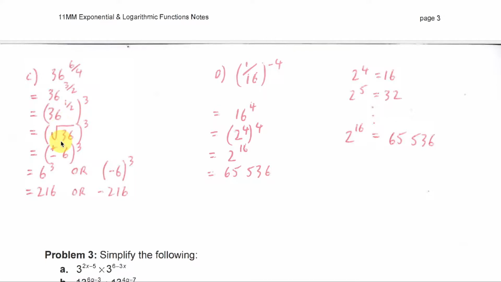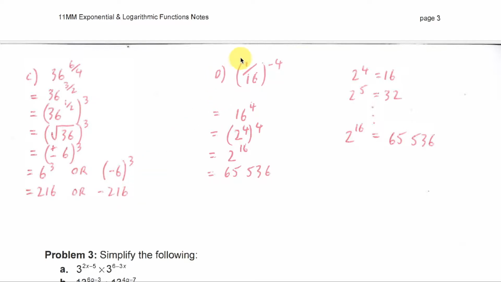So follow my logic along here. I've got 36 to the power of a half. That's the same thing as the square root of 36. And all that's raised to the power of 3. Of course, the square root of 36 is plus or minus 6. And all of that then is cubed. So I end up with positive 6 cubed or negative 6 cubed. And 6 cubed ends up being 216. And negative 6 cubed, so negative 6 times negative 6 times negative 6, is negative 216.